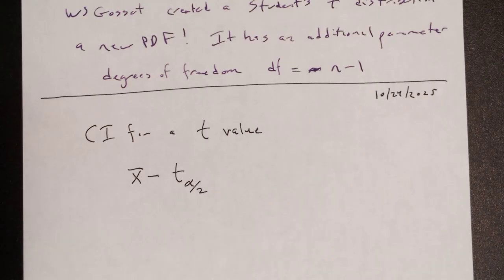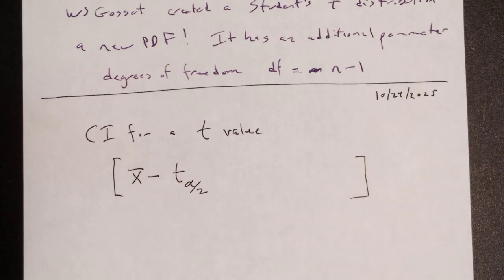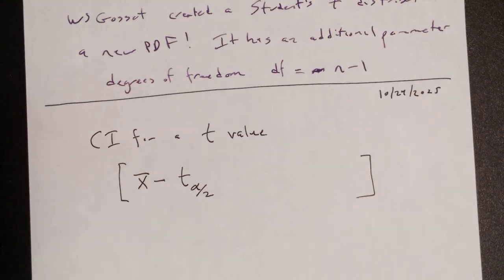I wrote the formula down and then I moved it. I need the low end and then I need the high end. So let's go back to Monday's formula. Monday's formula said we took the average. We then either added or subtracted Z alpha over 2 times something. What was the something?